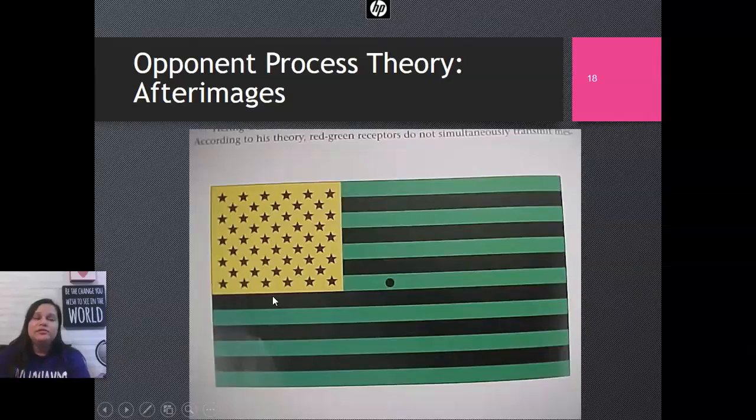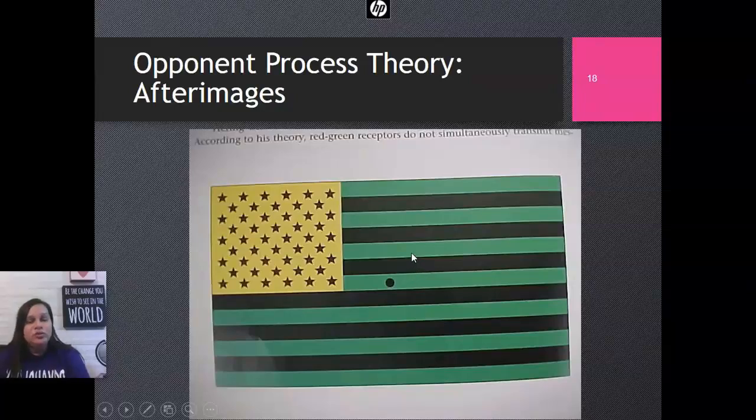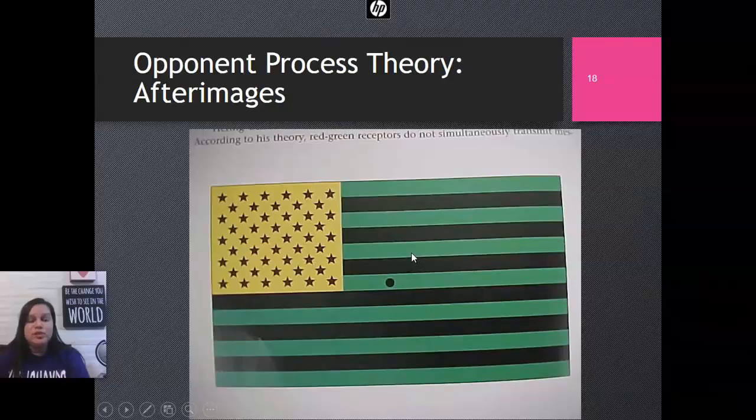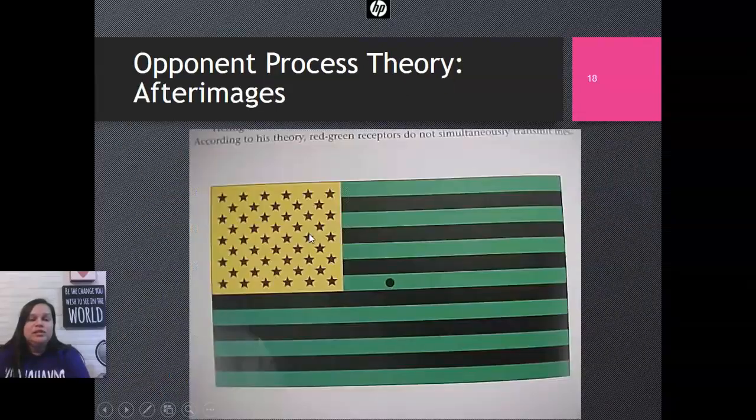One of the ways that we can see the opponent process theory in action is through afterimages. We're actually going to do this in class, but if you want to do it right now, you could. If you were to stare at this flag, and we'll do it in class for a full minute, directly on that dot, you would see an afterimage when you switch your focus to something else. We'll use a white screen, but really you could see it anywhere. Everything will go to the opposite color. So remember we had red-green, yellow-blue, black-white. The yellow is going to switch to blue, the black is going to switch to white, and the green is going to switch to red. You will see the right colored flag.